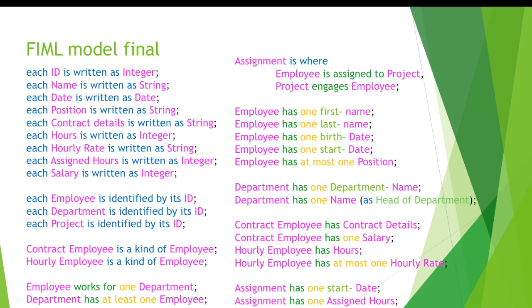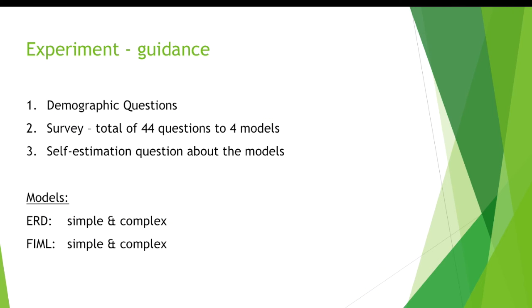Okay, so we've now covered the concepts of the two data modeling approaches. And before going into the experiment, I want to give you a brief guidance so you know what you are expected to do. Throughout the experiment, you are provided with a set of demographic questions, survey questions, which are a total of 44 questions on 4 models, and some self-estimation questions about the models at the end of the experiment. The 4 models will be 2 ERD models and 2 FIML models, both in a simplified and a more complex version.